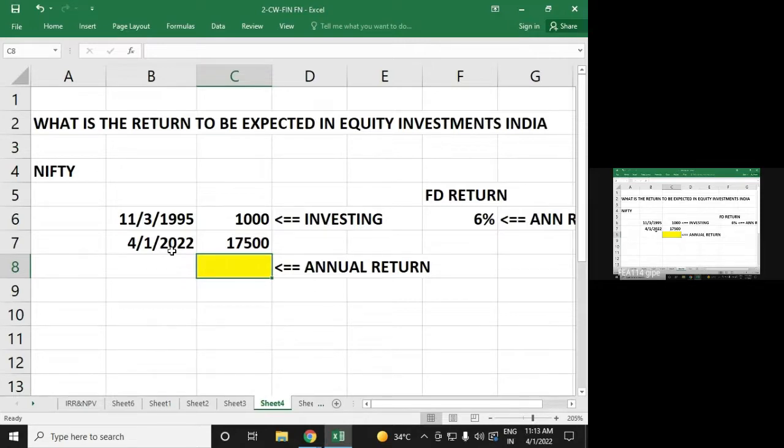Question to you is how much is my annualized return? This is the application of XIRR. So can you find and tell me the XIRR?